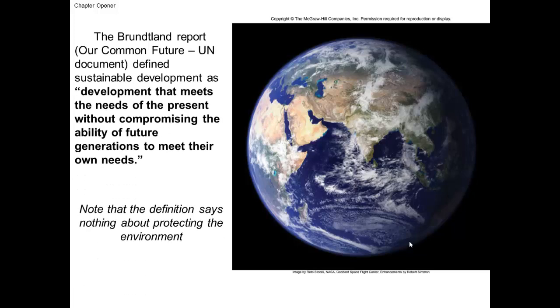And if we look at the UN document called Our Common Future, it's also referred to as the Brundtland Report, they define sustainability as development that meets the needs of the present without compromising the ability of future generations to meet their own needs. I want you to take a moment here to notice that the definition says nothing about protecting the environment. This definition is really more about our survival.